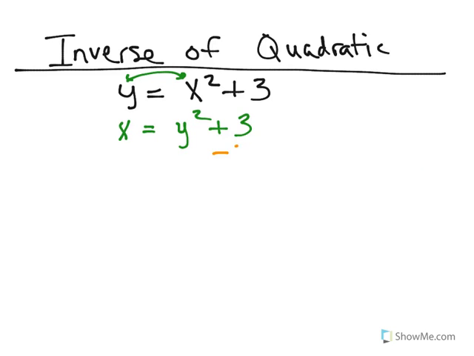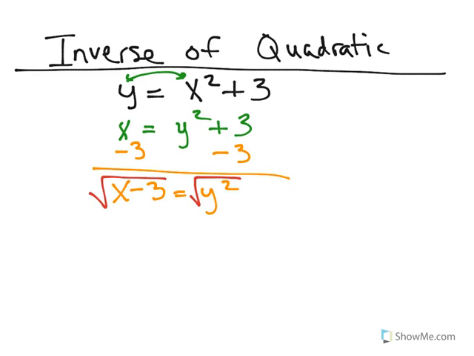I need to subtract 3 from both sides. When I do that, I get x minus 3 equals y squared. Now when I take the square root of both sides, I have to make sure I do plus or minus to account for a positive and negative solution. So when I do that, I get y equals plus or minus square root of x minus 3.